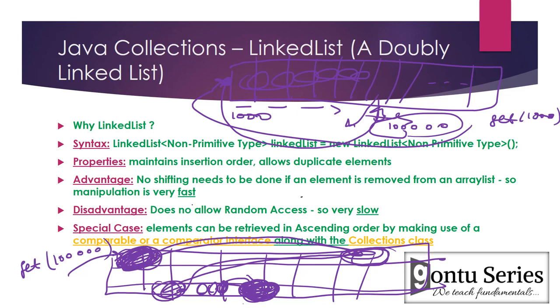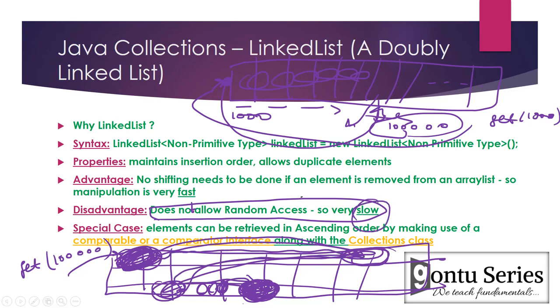Because it does not allow random access, a linked list has to go in a sequential manner in order to access any element. So this is comparatively slower than the array concept. This is what I've written here.